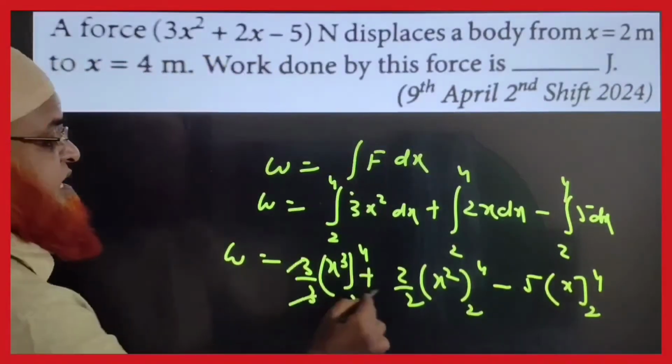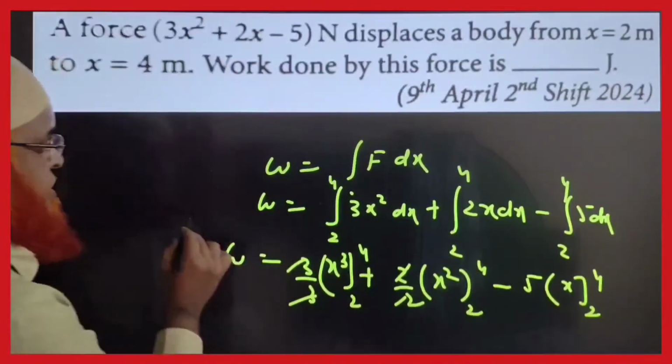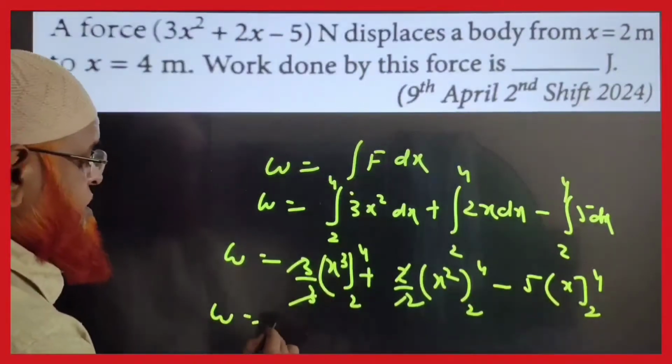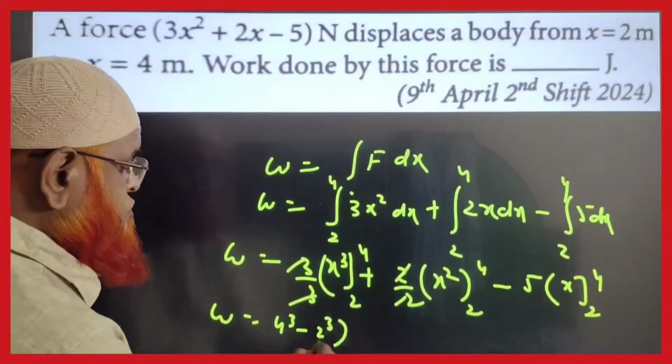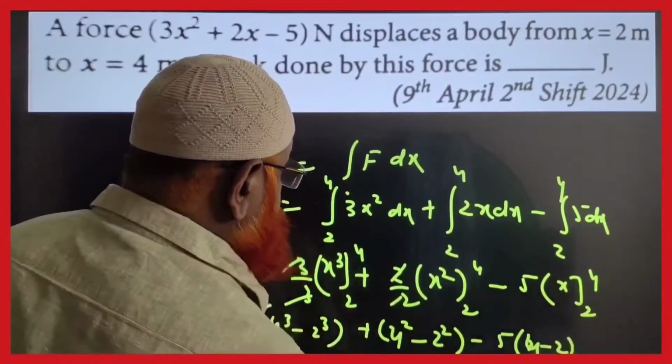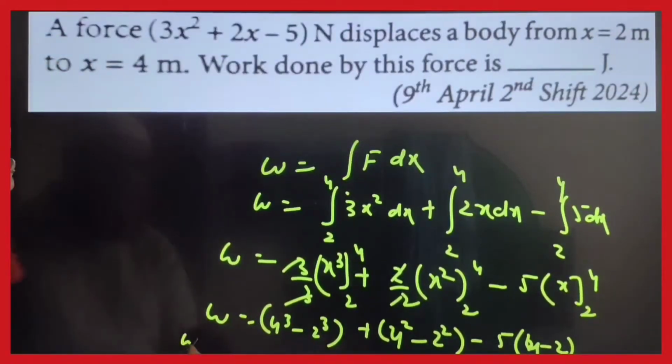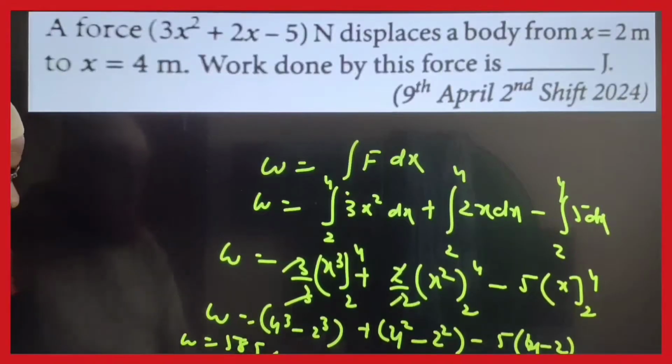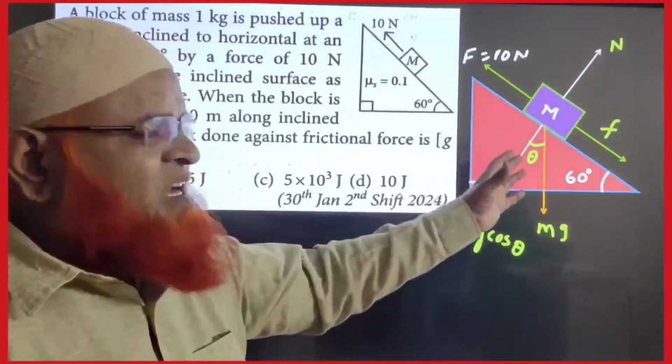Okay, so here 3 gets cancelled, 2 gets cancelled, and what we're going to get, let us see here. Now work done is nothing but 4 cube minus 2 cube, this is minus 5 into 4 minus 2, 4 and minus 2. So if you solve this one, I think work done, you're getting 58 joules. That's it.